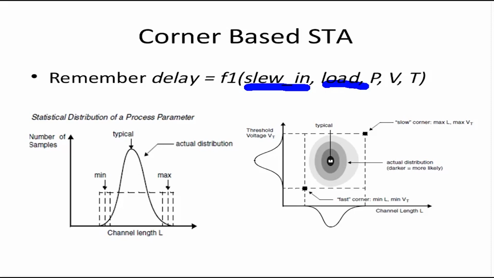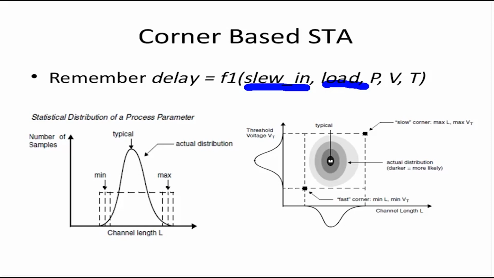Now let's look at one particular parameter. There are hundreds of parameters: channel length, thickness of the oxide, dielectric of the oxide, and so on. There are so many parameters that are affected by process variation. Let's look at one: channel length.